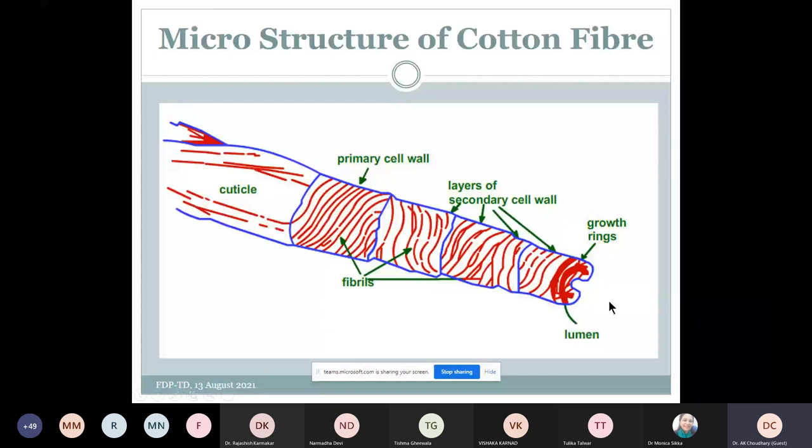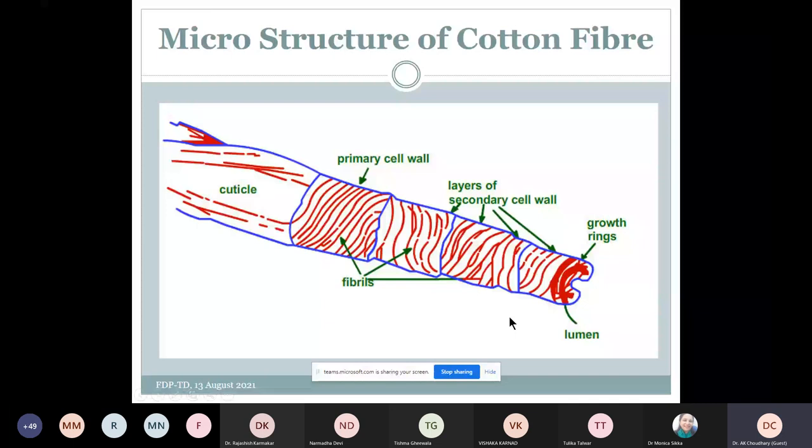So maturity of cotton fiber depends on the thickness of the cell wall, deposition of the cell wall, primary and secondary deposition of the cell wall, especially secondary cell wall thickening, and the lumen means the empty space at the core, at the center of the fibers. So this ratio will decide the maturity of the fibers, either good fibers meaning more matured fibers, half matured fibers or dead fibers.